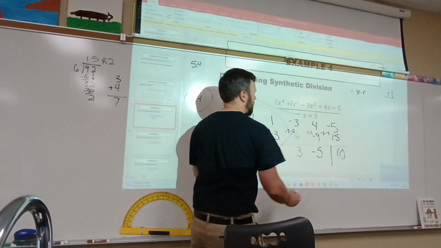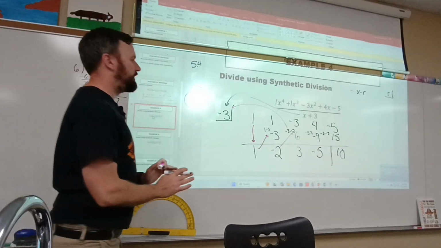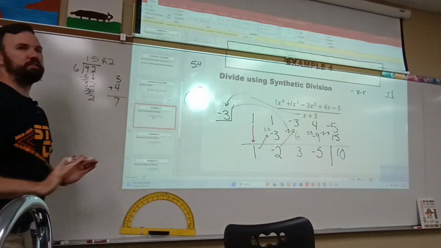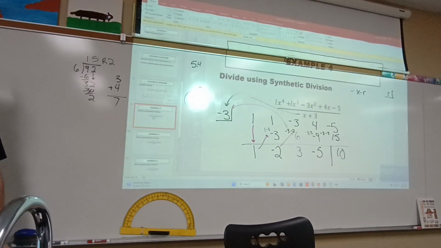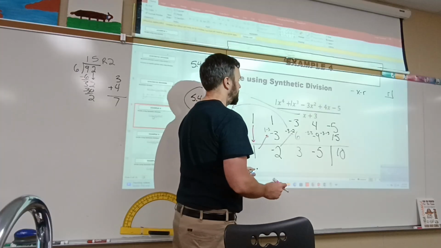Okay? Now I don't know how you guys have ever learned this before, but I put that bar there. The last term is your remainder. The last term is your remainder. This is your remainder. So that's why I always kind of separate it out. It's its own thing. It doesn't get to play with the other polynomial. It's a bad kid.